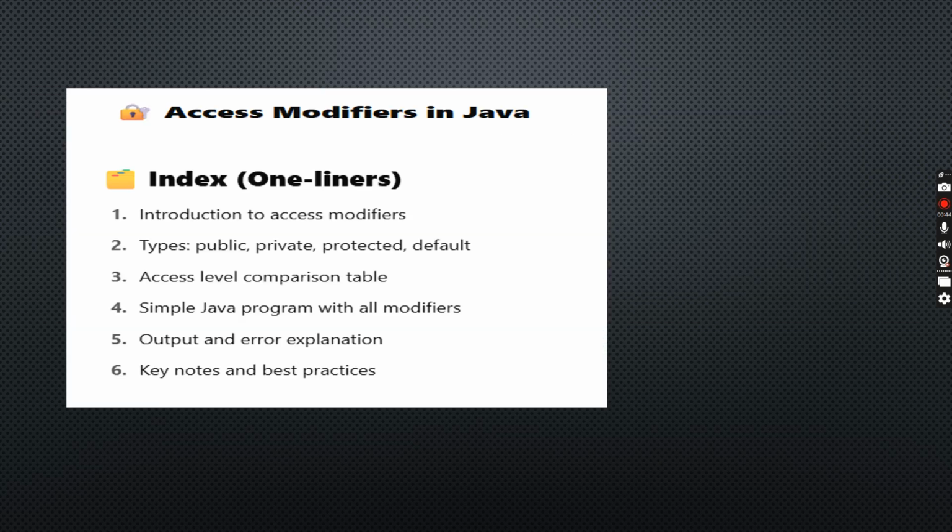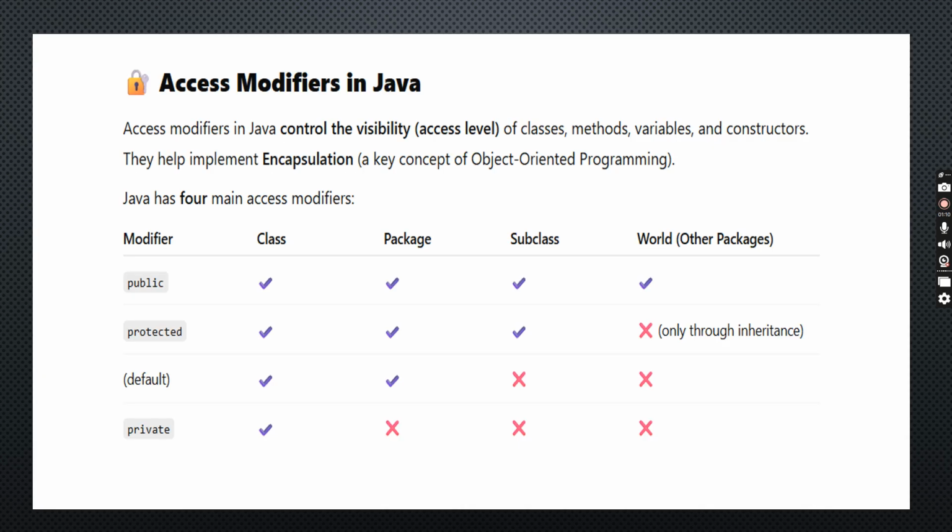So in this lecture, here is the overview index: introduction to access modifiers, types (public, private, protected, default), access level comparisons, a simple Java program with all modifiers, output and error explanations, key notes and best practices. We will see all these topics in our access modifier topic. So next we go to the next slide.